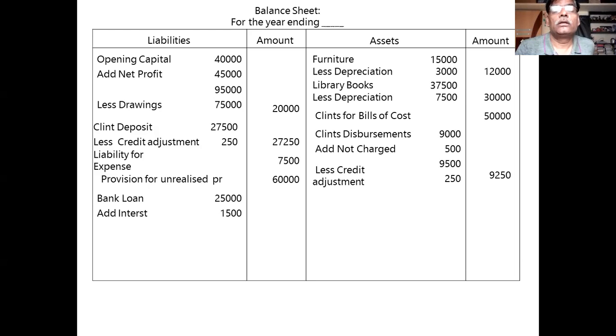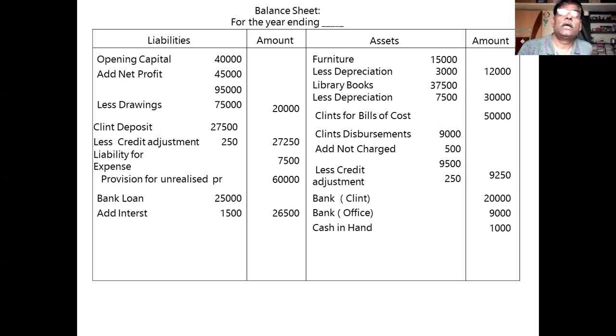Bank loan 25,000 you take, interest is 1,500, total 26,500. Then you take the bank balance, office, client, cash in hand, work in progress, and take the total. In this way, you make the account.